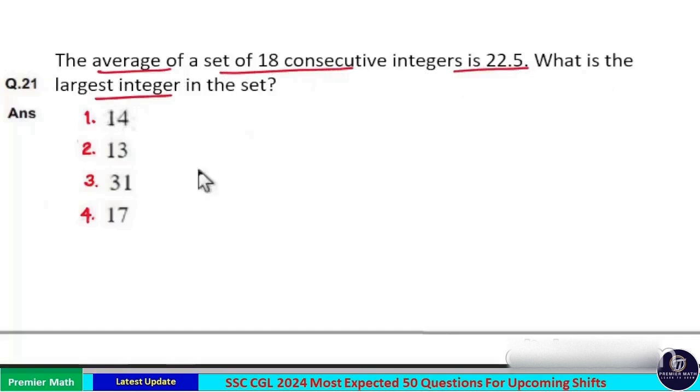The average of a set of 18 consecutive integers is 22.5. What is the largest integer in the set? If I consider n plus 1 as the first integer, then n plus 18 is the largest integer.